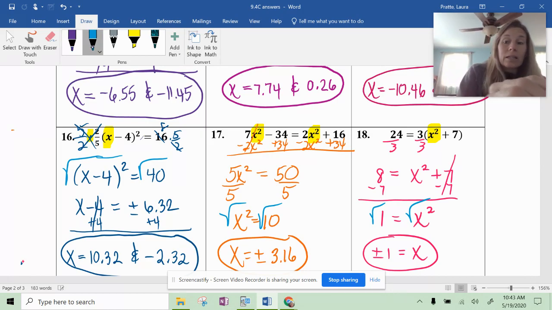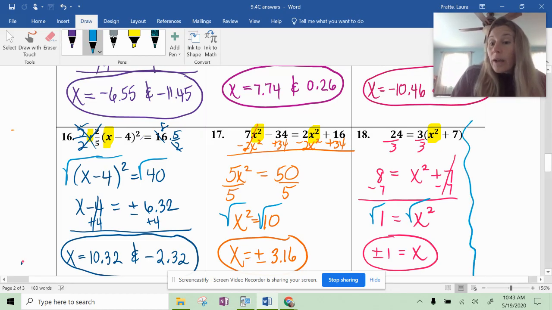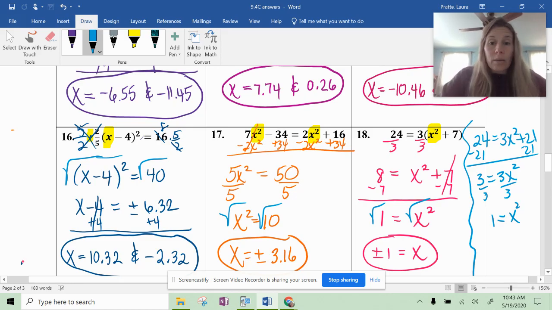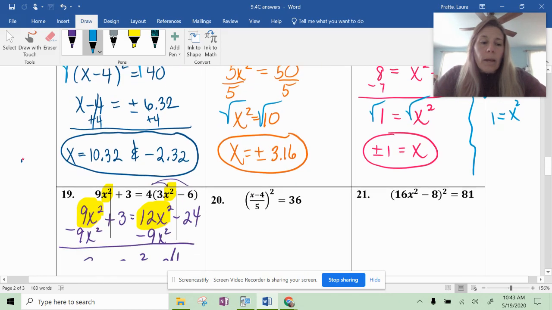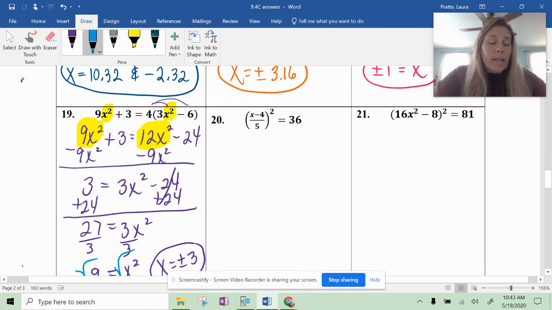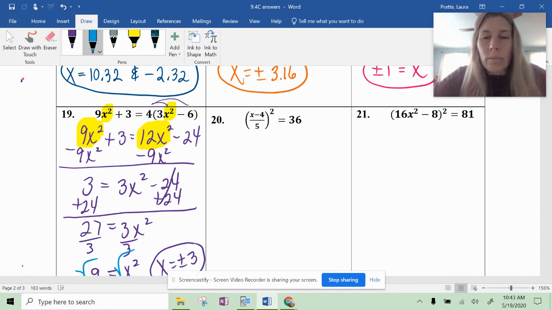So like for number 18, for example, you could have distributed if you wanted to there, because there was no exponent on the outside the parentheses. So if I did it with distributing, I would have had 3 equals 3x squared, divided by 3, x squared equals 1. I would still get the same answer. So that one, it kind of didn't matter which way we did it. And then number 19, you could have done that also. You could have divided by 4, but the reason I didn't do that is because 9 divided by 4 and 3 divided by 4 would have been fractions. That would have made it a little more confusing.